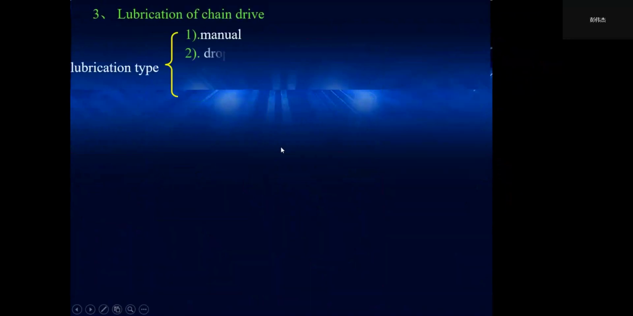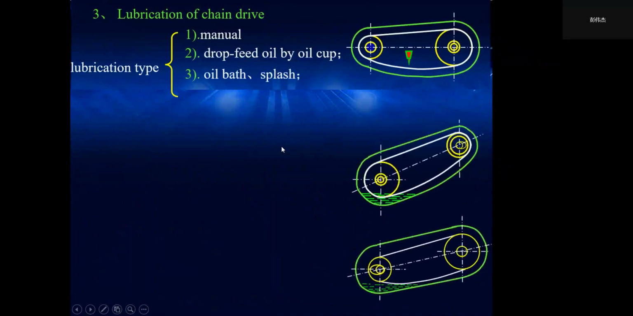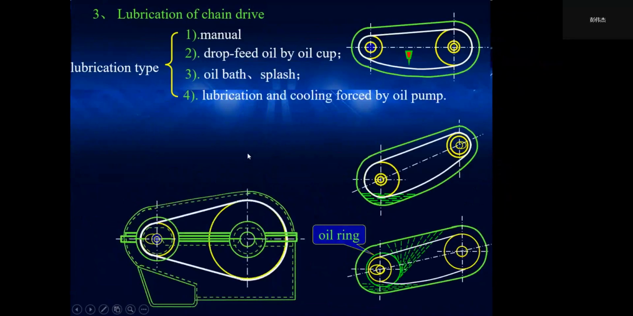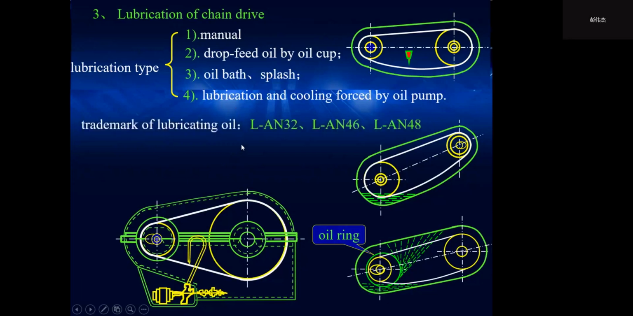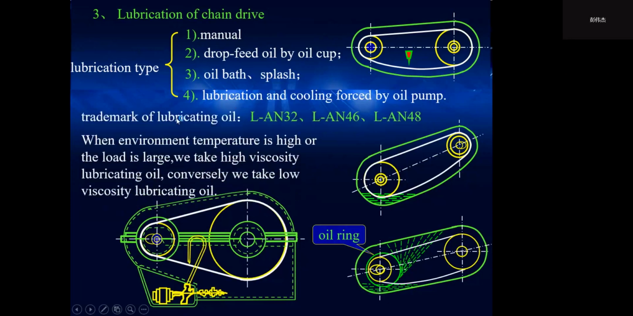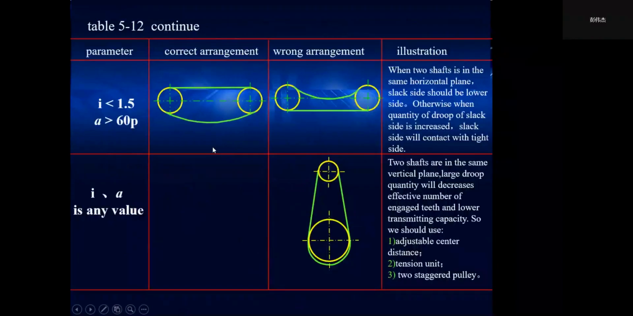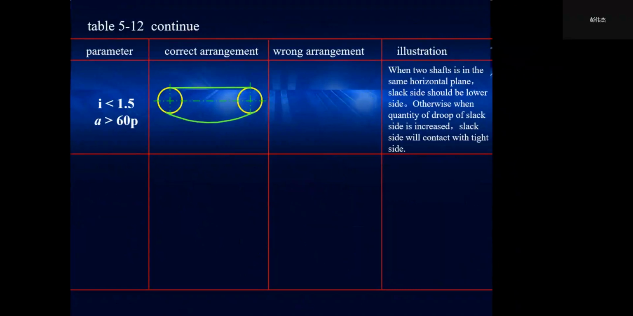And this is the lubrication mode. There are four lubrication modes. We can choose the lubrication mode according to the pitch and chain speed. Okay. And this is all for this chapter, the chain drive.